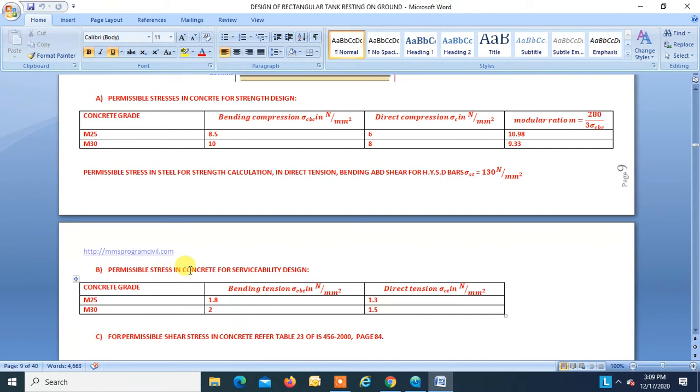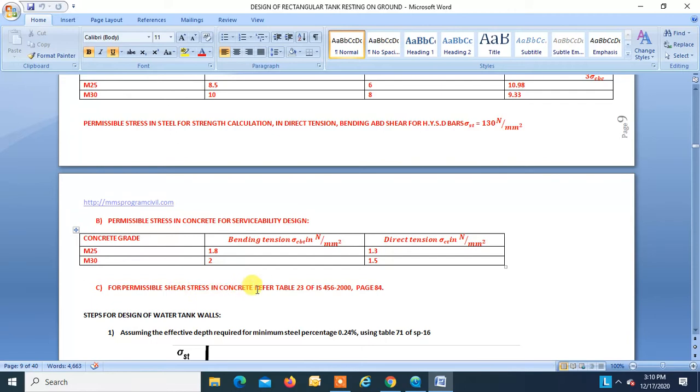Now permissible stresses in concrete for serviceability design for concrete grades M25 and M30. Tension due to bending, sigma CBT, is 1.8 and 2. Tension in concrete due to direct tension is 1.3 and 1.5.